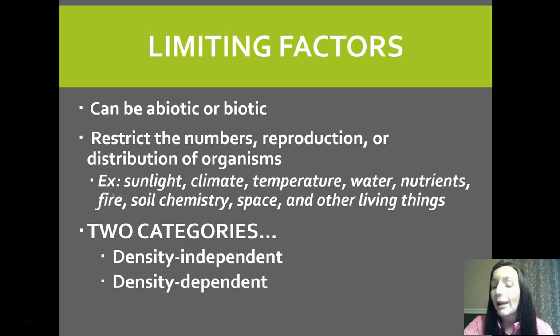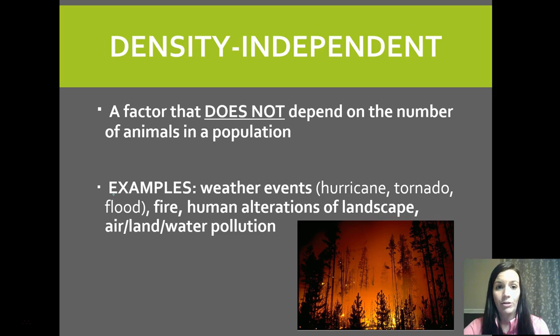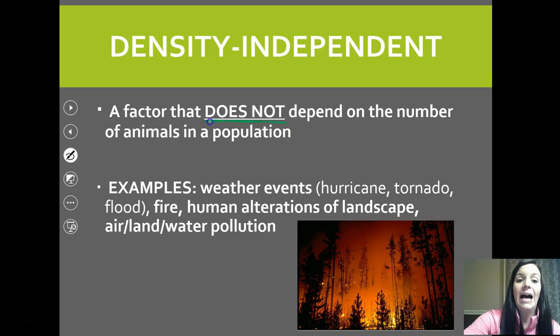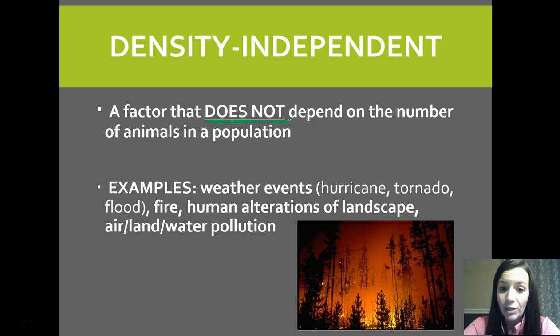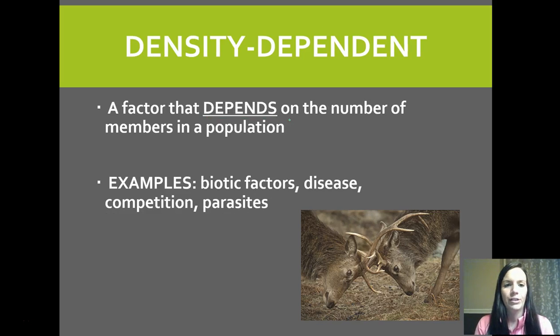Now there are 2 categories of limiting factors, density independent factors and density dependent factors. Density independent factors simply are factors that do not depend on the number of animals in a population. So a weather event, for example, a tornado isn't going to pick the forest that has the most animals living in it and touch down there. That doesn't happen. It just is at random, and whether it wipes out a bunch of animals or not very many is all dependent on where it happens. This is also things like forest fires and even humans altering landscapes. So lots of development issues are density independent factors.